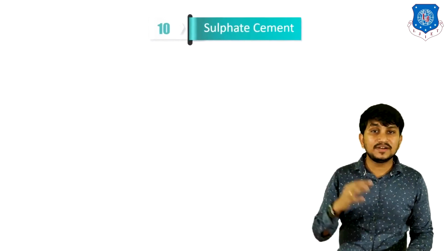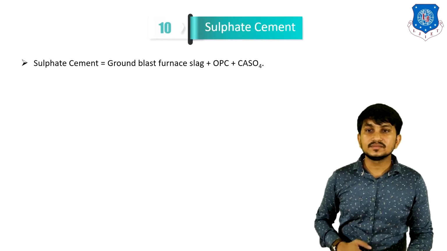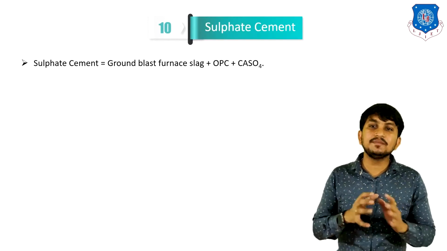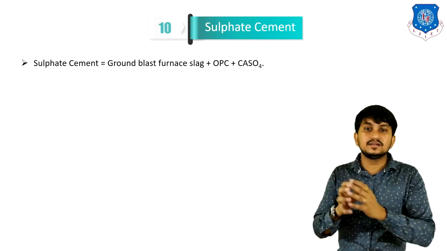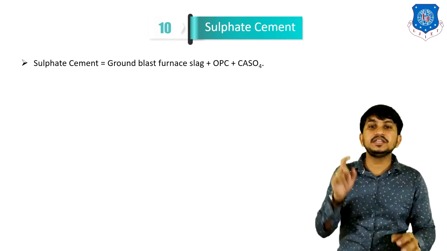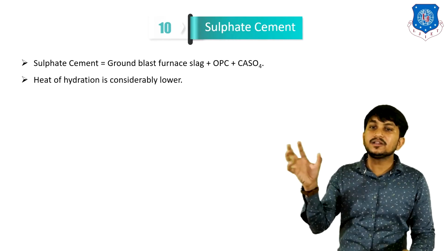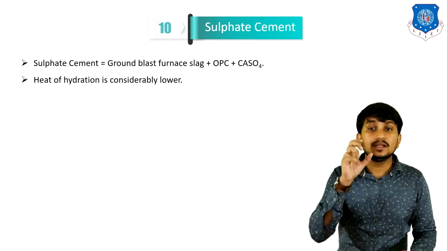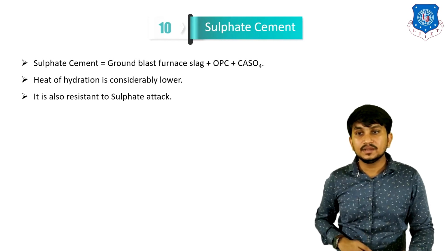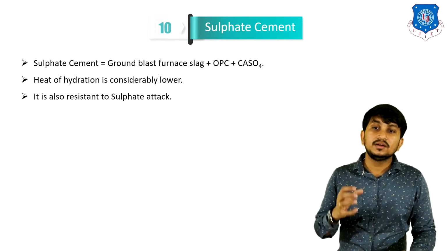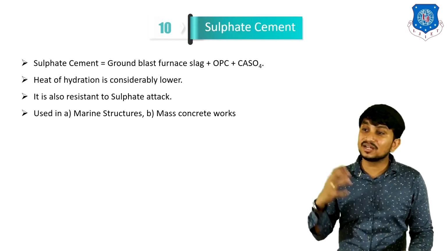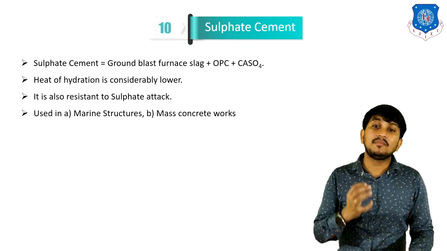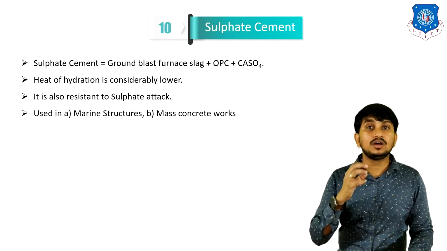Next is sulphate cement. The sulphate cement is made by adding ground blast furnace slag and calcium sulphate into the OPC. The heat of hydration is considerably lower than the OPC. It also resists various sulphate attacks. It is generally used in marine structures as well as mass concrete works like dams or bridges.